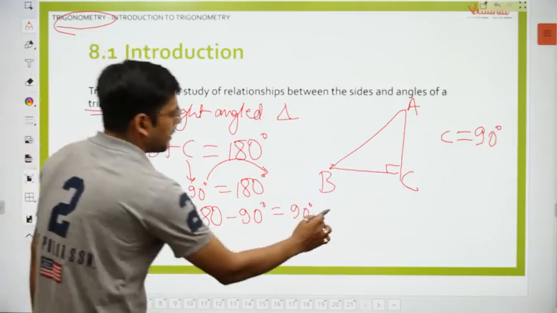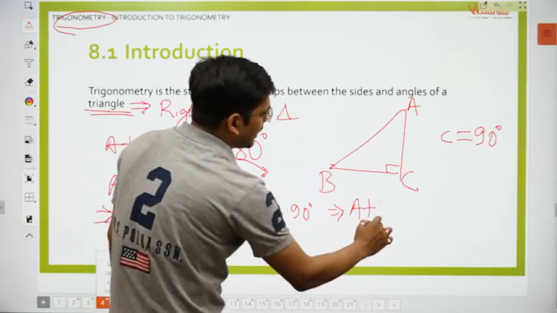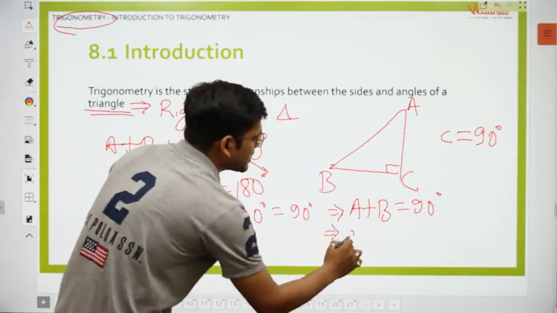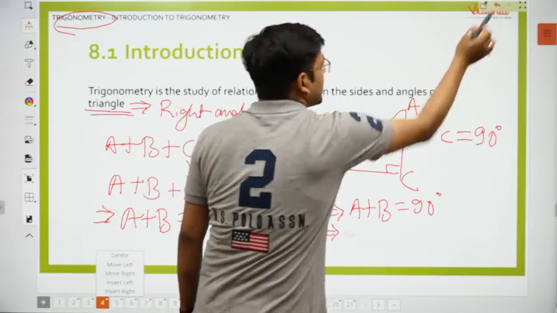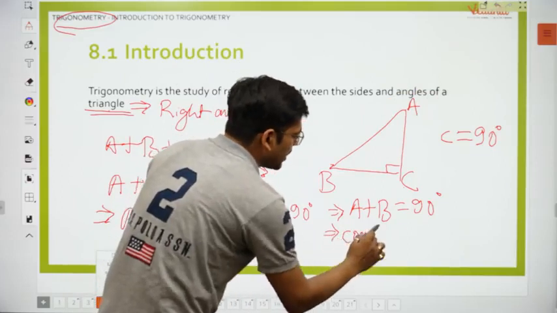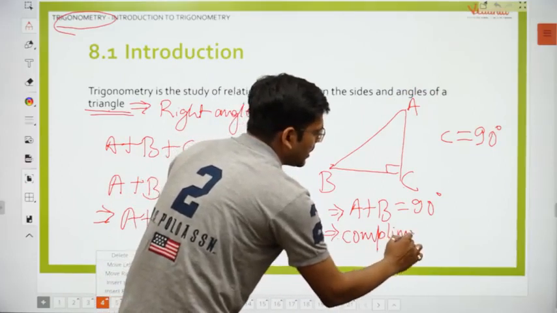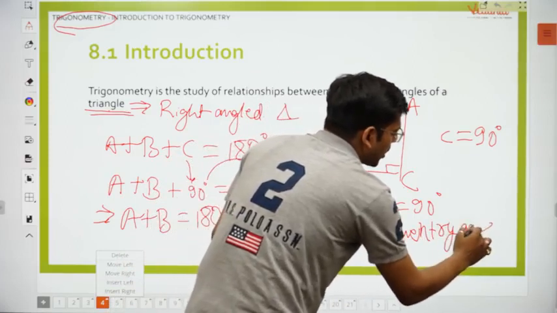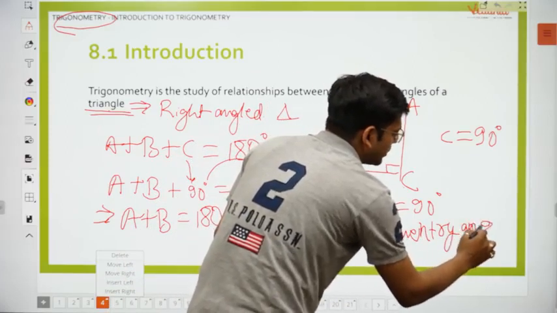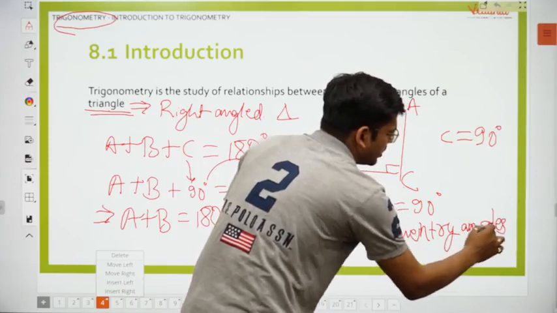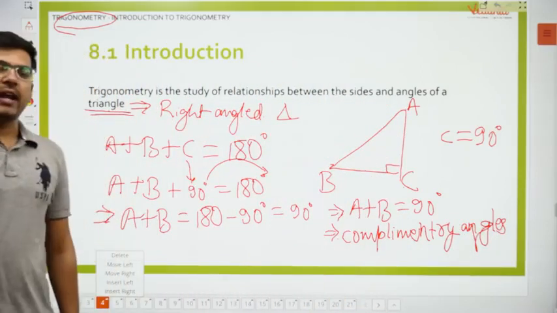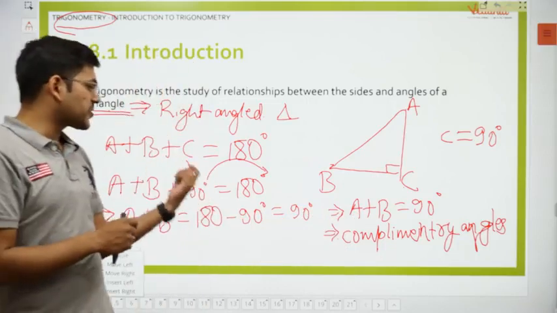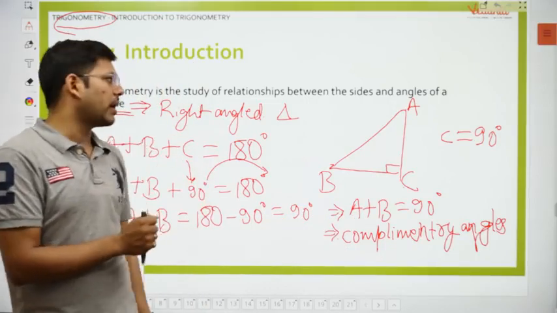Now see guys, A plus B, the sum of two angles, is equal to 90 degree. This means both the angles will be called complementary angles. These will be called complementary angles. And about this we were talking earlier. Now I will tell you how these complementary angles work and everything about this.